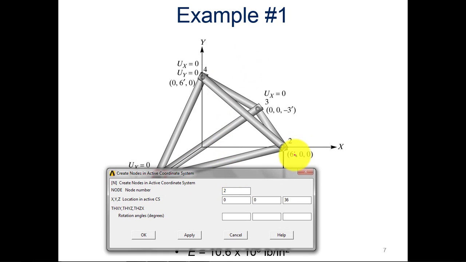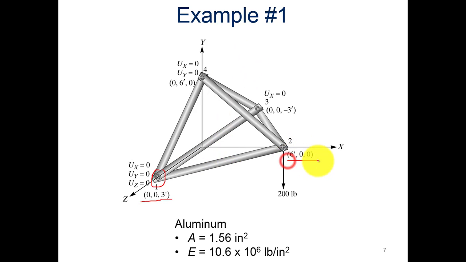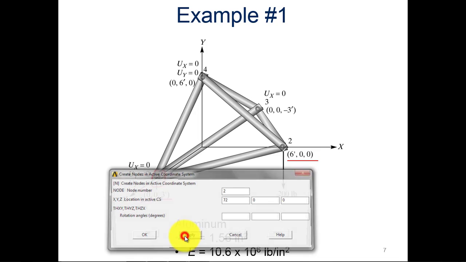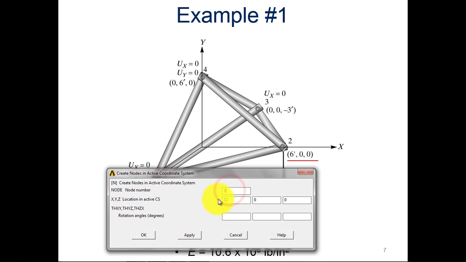So node 2 is 6 feet. Yep, 6 feet, 0, 0. So 6 feet is not 6 inches. We need to get that in inches. So that's 72 inches, and then 0, 0 for the other two. Oops, and we need to change the 36 to 0. All right, I'm going to click apply there for node 2, and I'm going to go to node 3.